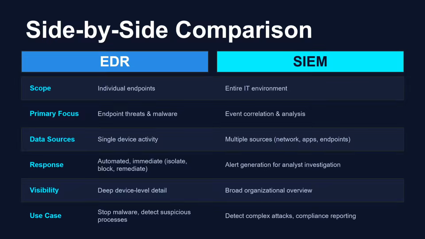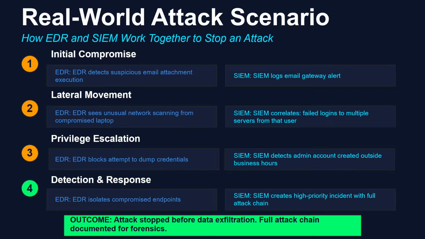Now that we have an idea of what they each do separately and how they compare side by side, let's look at them in a real-world attack scenario. So for this example, let's hypothetically say that an employee receives a phishing email where they won a free iPad with a malicious attachment, and they open it on their laptop. EDR on that laptop immediately detects the suspicious executable behavior when the attachment runs. Meanwhile, the SIEM receives an alert from the email gateway that flags this email as suspicious. At this point, both systems are aware something is happening, but the attack is just beginning.